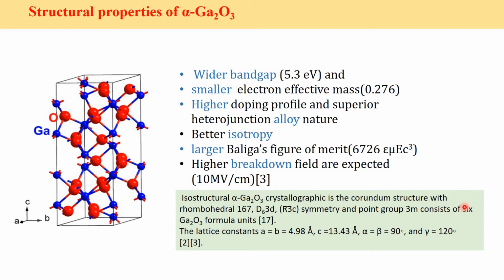Junction allowing nature, better isotropy, larger Baliga figure of merit, and higher breakdown field. These properties are better than existing semiconductor materials such as silicon, silicon carbide, and gallium nitride. And also this is the crystal structure of alpha gallium oxide, which is in the rhombohedral phase, or we can say hexagonal phase.